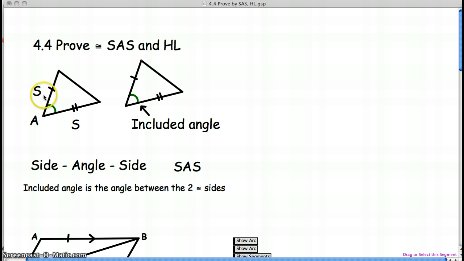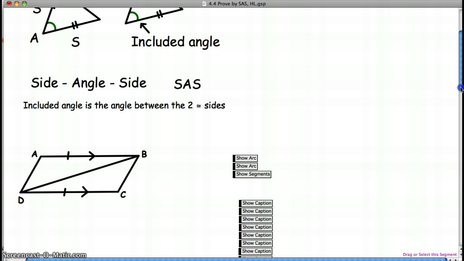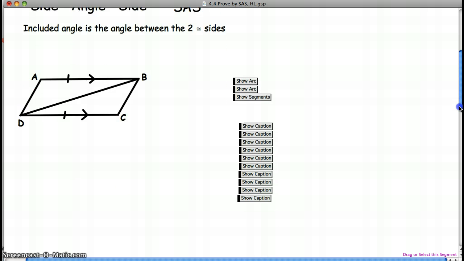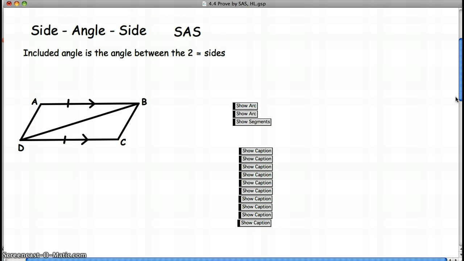So now instead of looking for just side, side, side to be congruent, we're looking for two sides to be congruent and the included angle to be congruent. So two sides with the in-between angle to be congruent. And again, we call this the side angle side. Now let's go ahead and start proving it.